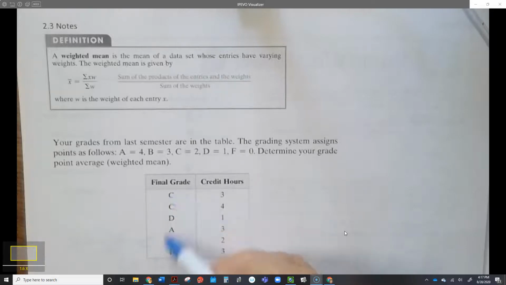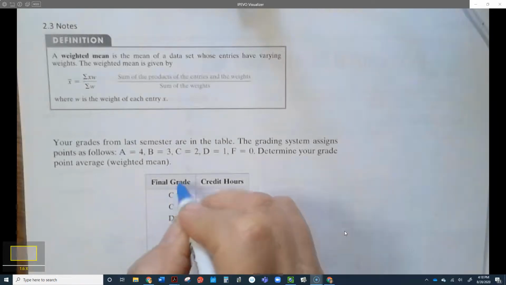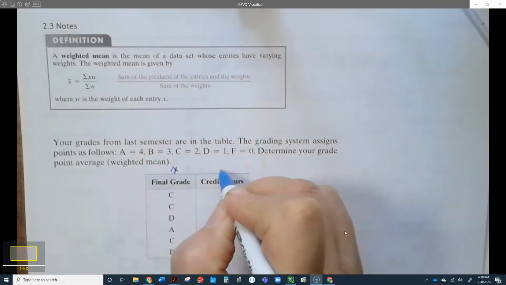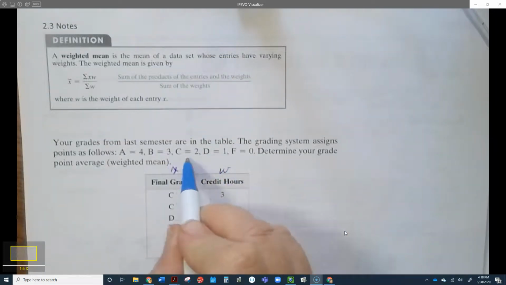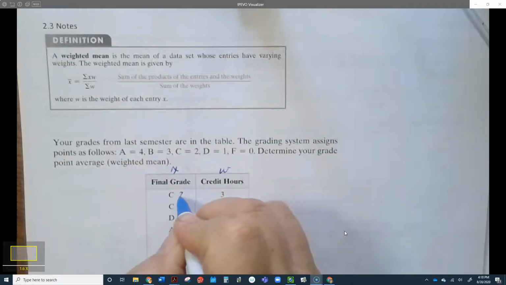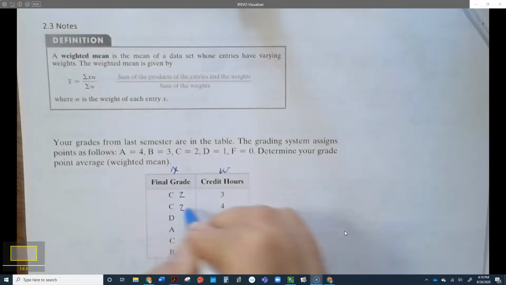Anyway, you can't multiply 3 times C. I mean, in algebra you get 3C, but to do these weighted grades, you're going to have to take these and convert them to numbers. Now remember, we said these were our X values, these were our weights, and so what did we say? The C is worth 2 points. So I would convert each one of these letter grades into a number.